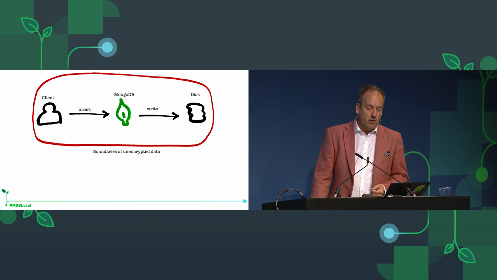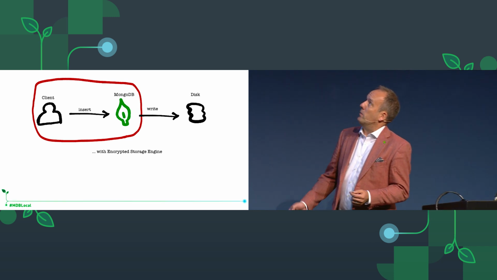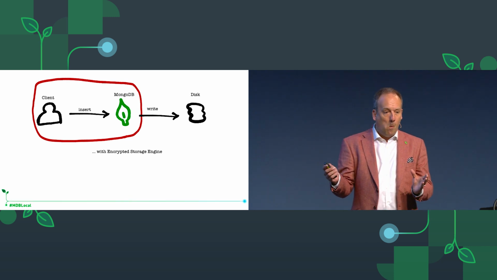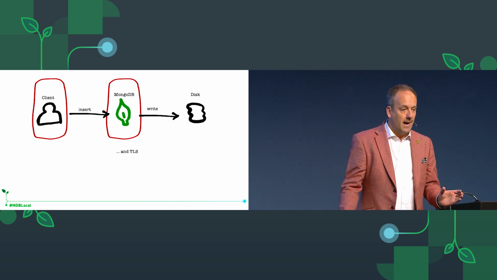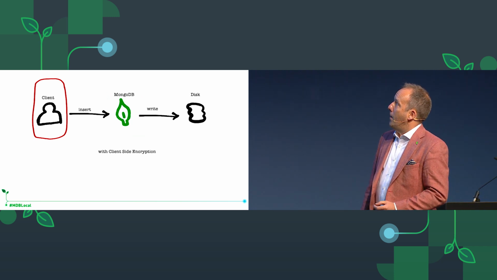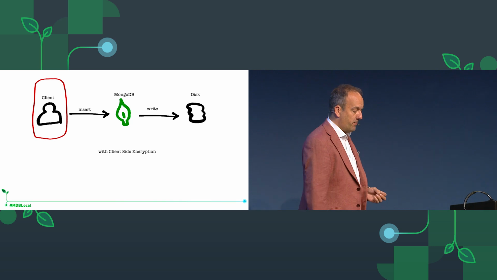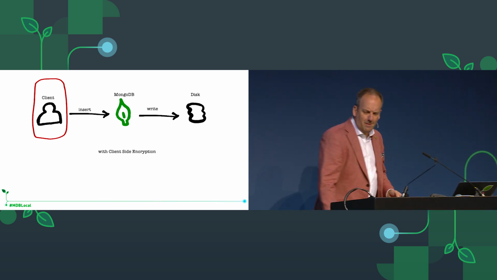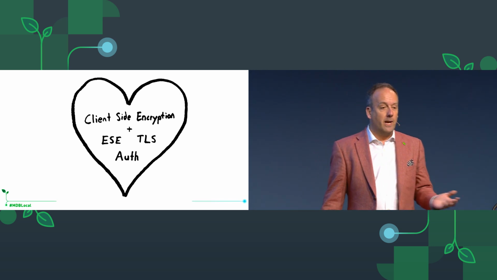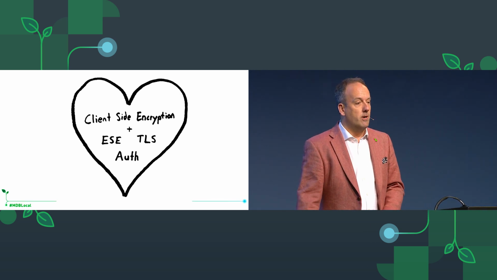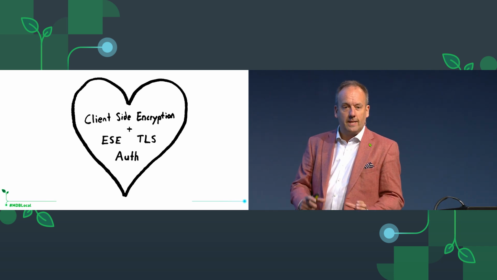So shrinking the boundary of plain text is what I'm talking about here. So with encryption storage engine, we know we're shrinking the boundary already. With TLS, we've restricted the boundary to the server and the client. With client-side encryption, we're really reducing that boundary. And again, please acknowledge, I'm not saying that client-side encryption is a complete replacement of any other sort of encryption. This is to work very harmoniously with your really sensitive data.